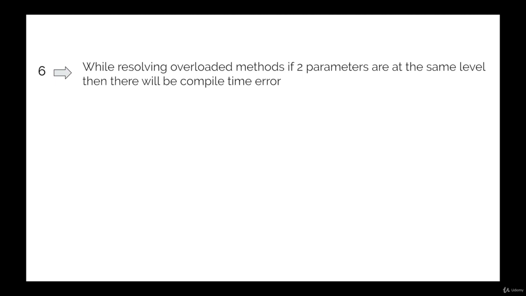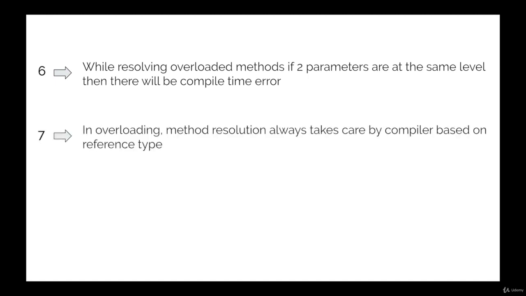Hello guys, welcome back. In this lecture, we are going to take a look at the next rule for method overloading in Java. The next rule says that in overloading, method resolution is always taken care of by the compiler based on the reference type. Now, what does that mean?